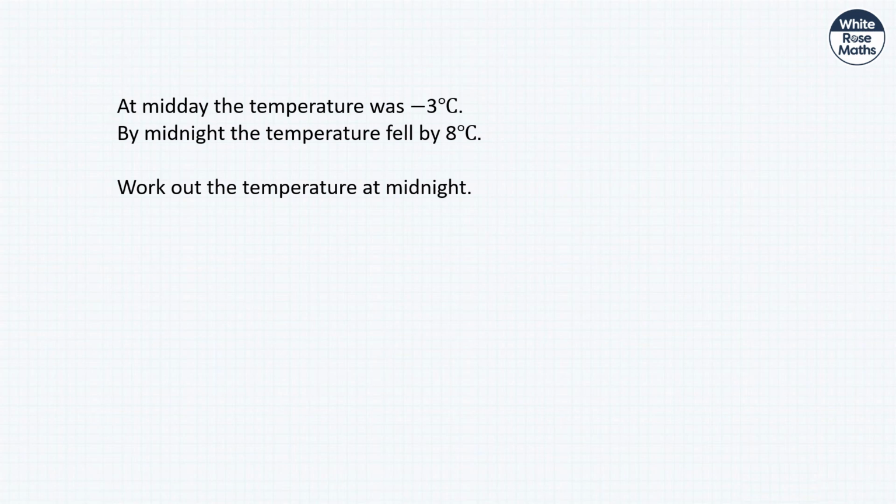This next one, at midday the temperature was -3 degrees. By midnight the temperature had fell by 8 degrees. Work out the temperature at midnight. So fell means, yeah, subtraction. So -3 subtract 8. So my answer is going to get smaller. So that'll be -11.